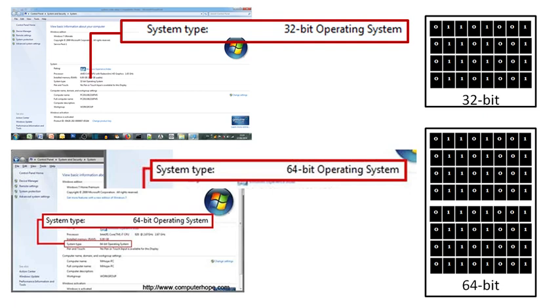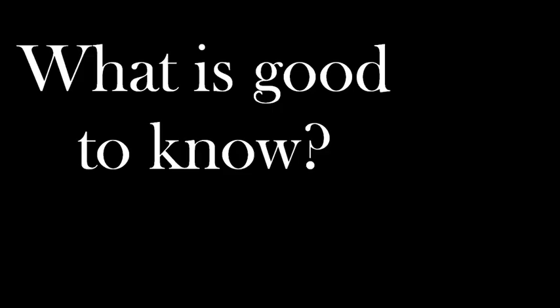You can see that on your computer. It will be written. This example uses Windows. We have the system type, so it's a 32-bit operating system, and the other one is 64-bit. If you're not sure how to find this information out or any other information, just go online and ask the question, is my computer 32-bit or 64-bit?